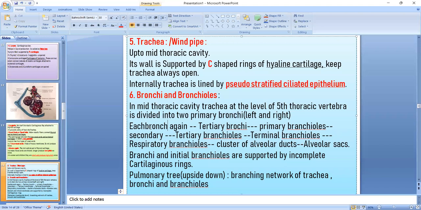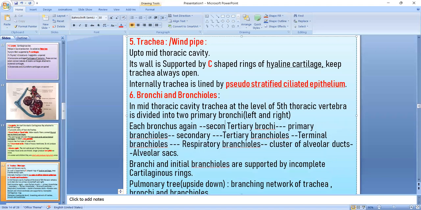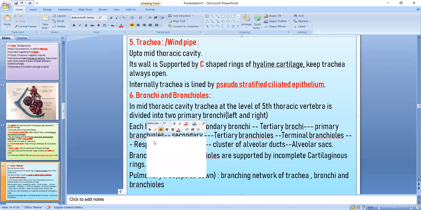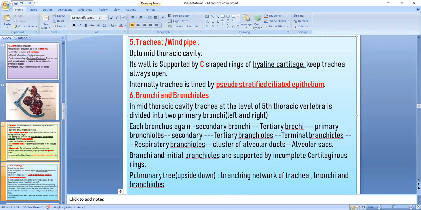ఓకే సో అండ్ ఈచ్ సింగిల్ బ్రాంకస్, ప్లూరల్ బ్రాంకై, ఈచ్ బ్రాంకస్ అగైన్ ఈజ్ డివైడెడ్ ఇంటూ, గుర్తుంచుకోండి, సి దీస్ ఆర్ కాల్డ్ ప్రైమరీ బ్రాంకస్. ఓకే, సో సెకండరీ బ్రాంకై, టెర్షరీ బ్రాంకై. ఓకే, అండ్ ఆఫ్టర్ టెర్షరీ బ్రాంకై, ఈచ్ టెర్షరీ బ్రాంకై ఈజ్ అగైన్ డివైడెడ్ ఇంటూ ప్రైమరీ బ్రాంకియోల్స్. ఓకే, అండ్ ఈచ్ ప్రైమరీ బ్రాంకియోల్ ఈజ్ అగైన్ డివైడెడ్ ఇంటూ సెకండరీ బ్రాంకియోల్.